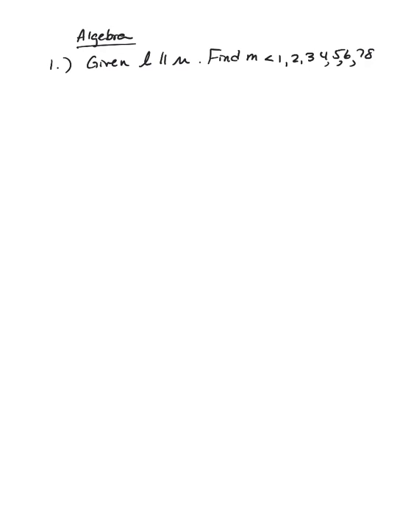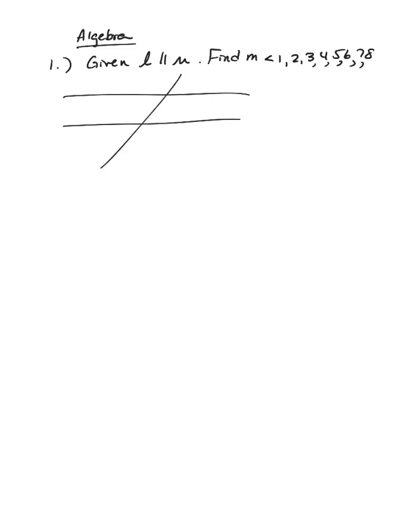Okay, so the main thing that is done with this topic, besides proofs, which we'll eventually get to, is algebra. Okay, so here's the first example. Okay, given line L is parallel to line N. Okay, and we're going to find the measure of angles 1, 2, 3, 4, 5, 6, 7, and 8 using algebra. Okay, and you're going to be given a picture to go with this.